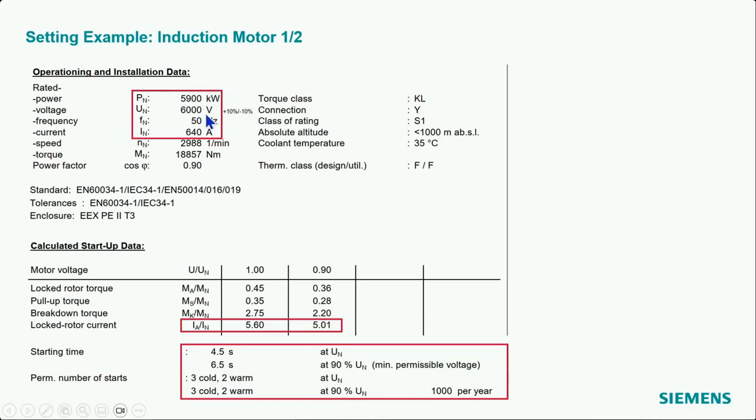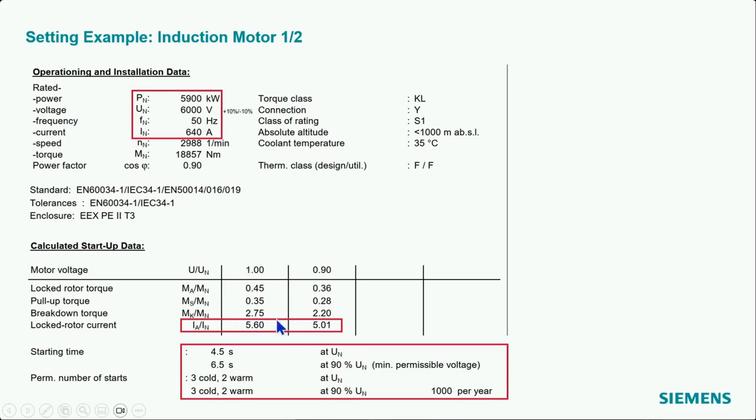or 6 megawatt, and a nominal current of 640 amps. So could be already something like we saw in the picture before from the size, relatively high. And we see the starting current or locked rotor current, which is nothing else than the initial starting current when the rotor is at standstill, is 5.6 times the nominal current.